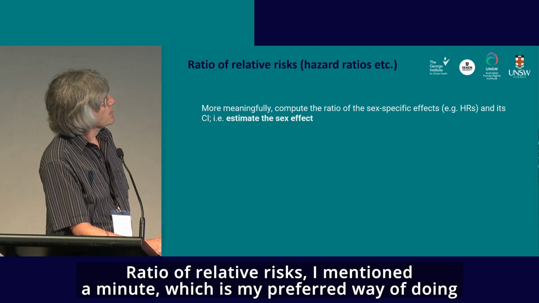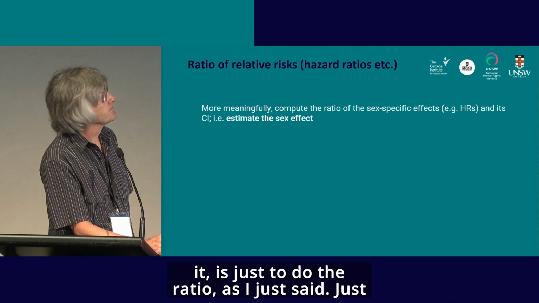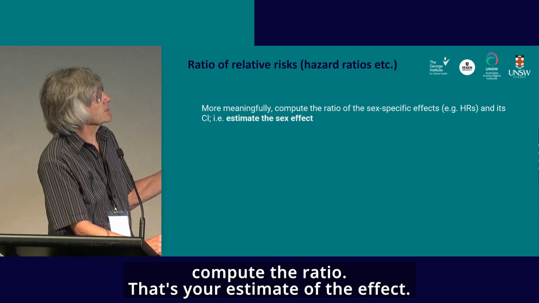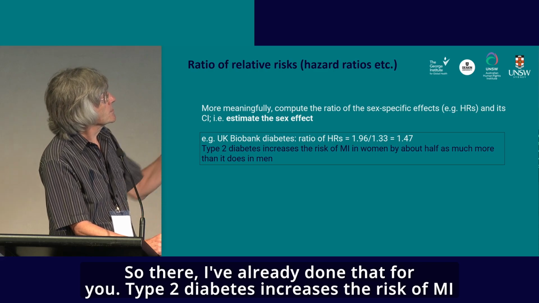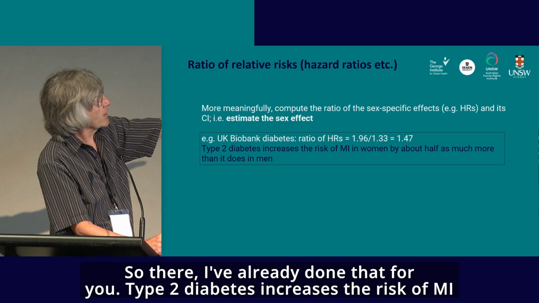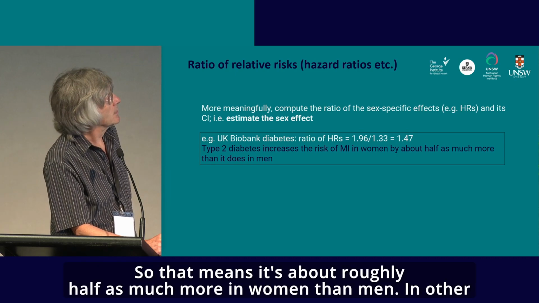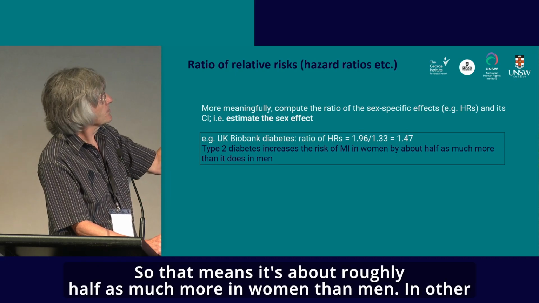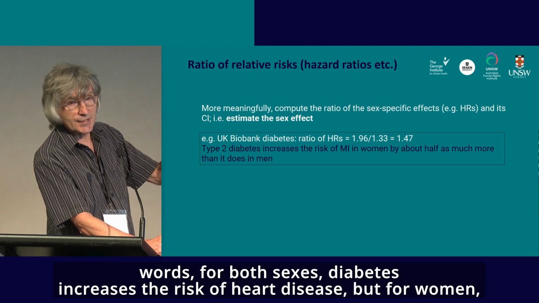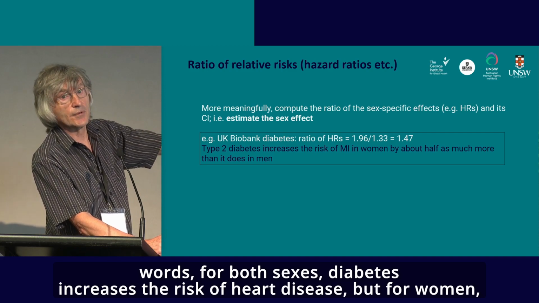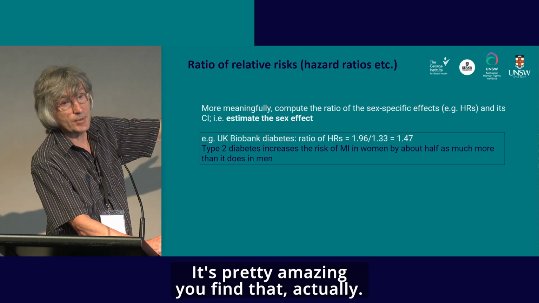The ratio of relative risks, which I mentioned a minute ago and which is my preferred way of doing it, is just to compute the ratio, as I just said. That's your estimate of the effect. So I've already done that for you. Type 2 diabetes increases the risk of MI in women by 1.96 over the 1.33, which is 1.47. So that means it's roughly half as much again in women as in men. In other words, for both sexes, diabetes increases the risk of heart disease, but for women, it increases it by a factor that's 50% higher, which is quite considerable. And it's pretty amazing that you find that, actually.